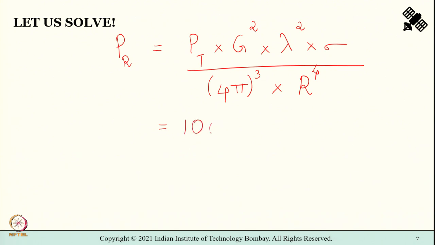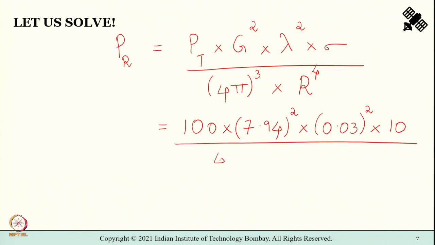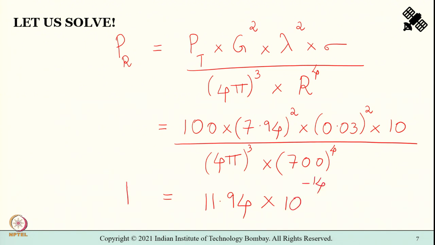So, we will get Pt, it is 100 into 7.94, gain expressed as a ratio of two powers, multiplied by lambda in meters 0.03 square into 10 meter square, which was given as the radar cross section sigma, the whole divided by 4 pi cube multiplied by range 700 raised to 4, 0.7 kilometers, 700 meters. So, you will get the answer as 11.94 into 10 to the power minus 14. Okay.